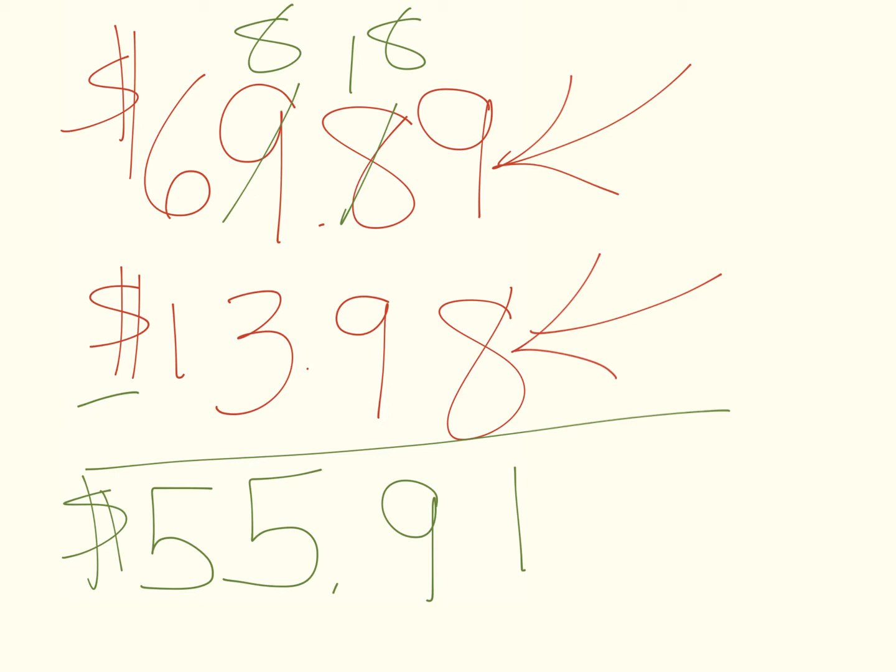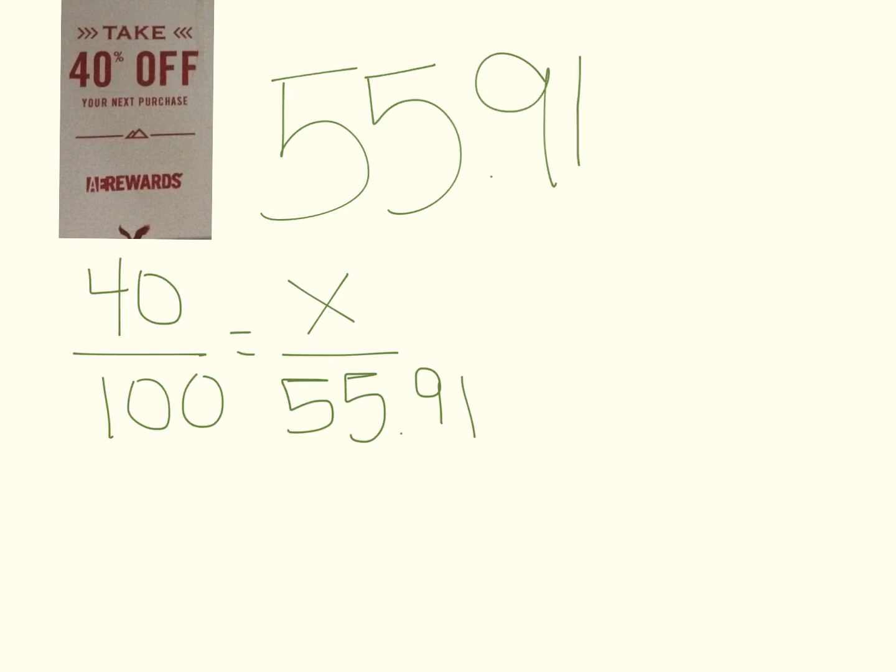But I also have an extra 40% off my purchase. So let's figure out what an extra 40% off that will be. So our total was $55.91. But I'm going to save an additional 40% because I have an extra 40% coupon. So I'm going to save that on top of what the website is giving me. So how are we going to set this up? Hit pause, set it up, and see if you get the same thing I get. Okay, here's your proportion. Is that what you got?